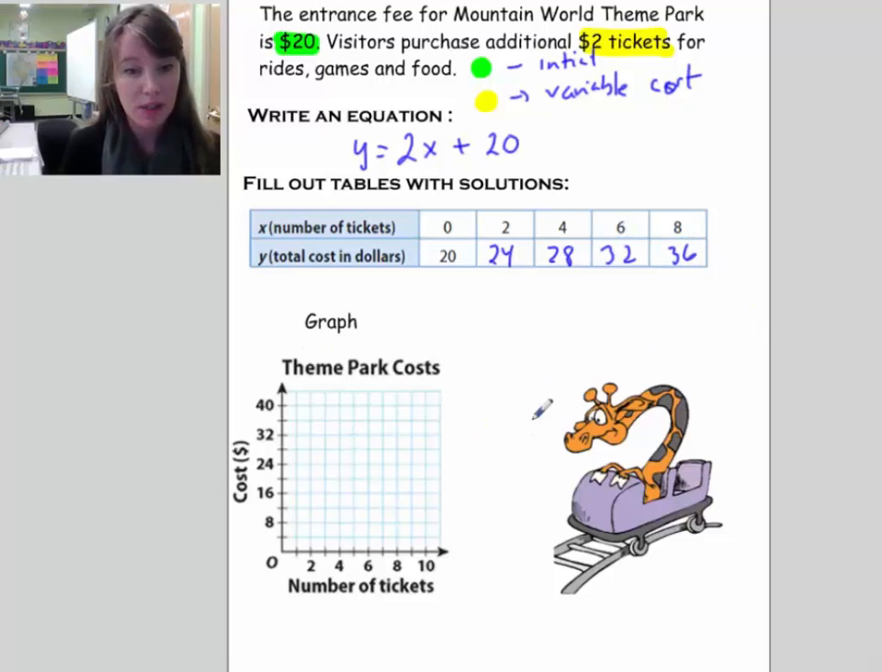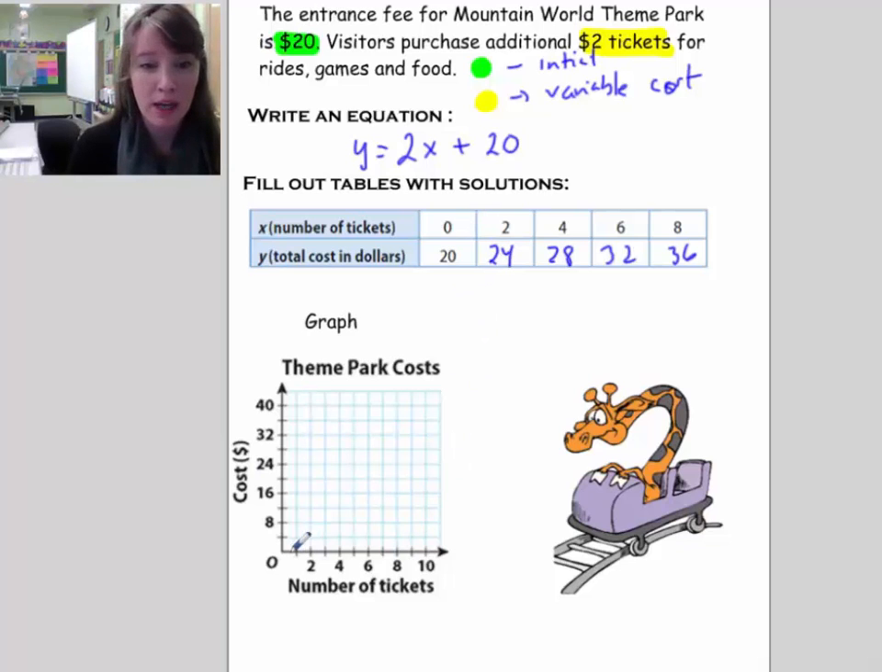Now if I were to graph this, so I have a nice graph here, the number of tickets is the x and the cost is the y because the cost depends on the number of tickets. I could take first 0, 20, which would be 0 on the x and 20 on the y. This skips up by 4 every time, which is convenient for our graph because we're going up by 2 tickets every time, which means our cost goes up by 4 every time. So it's actually pretty convenient to have this graph here. So we have 2 is 24, and 4 is 28, which is right there, and 6 is 32, and 8 is 36.